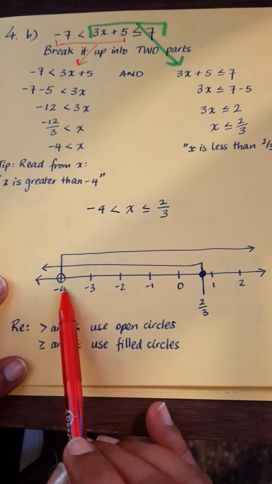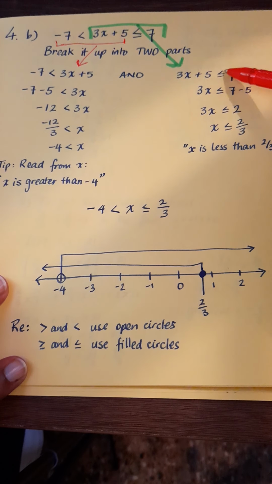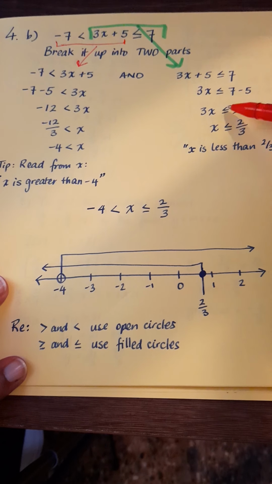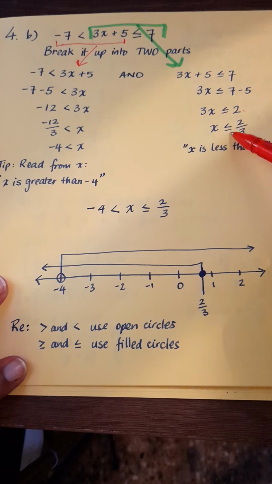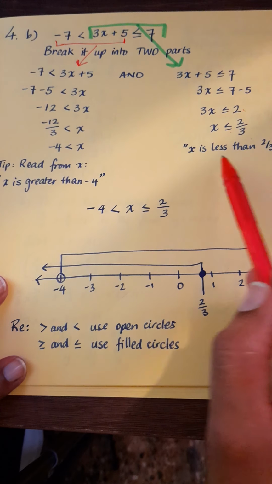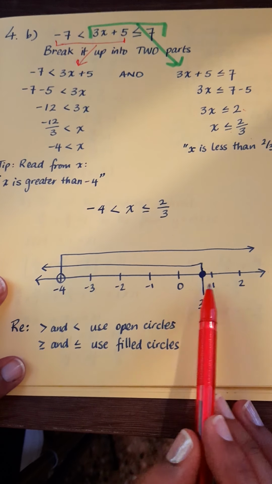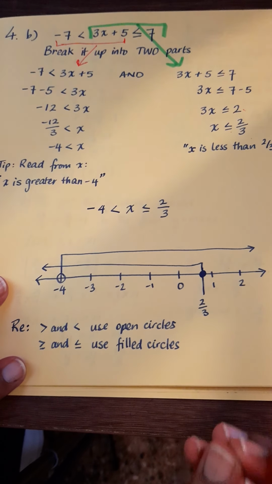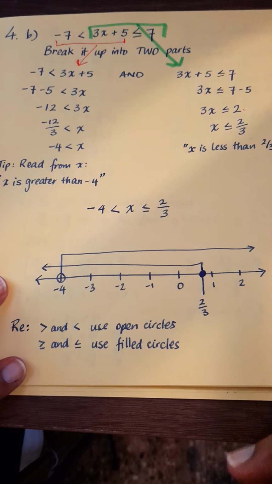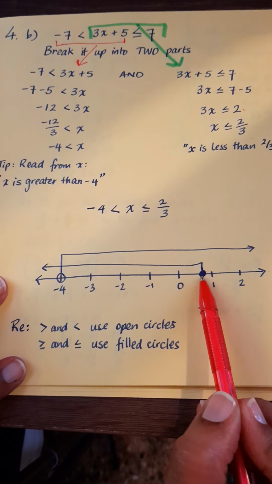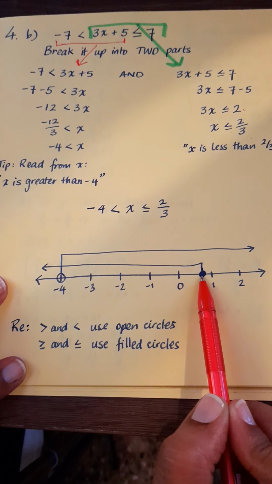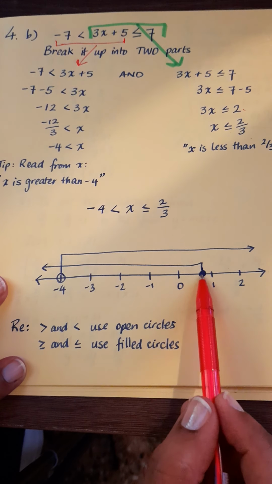All right, next one. 3x plus 5 is less than or equal to 7. Again, we are subtracting the 5. So 3x is less than or equal to 2. We divide by 3. X is less than or equal to 2/3. Right, we have it right here. So at 2/3, notice I have it between 0 and 1. You want to make sure it is in the correct space on the number line. It is a filled circle because for less than or equal to, we use filled circles.